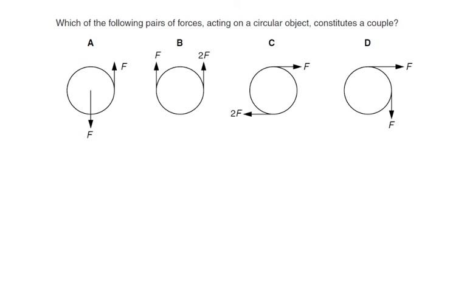Which of the following pairs of forces acting on the circular object consists of a couple? Now a couple is when you've got two forces that act anti-parallel and have the same magnitude. So firstly, it can't be B, because F and 2F are different magnitudes, likewise with C. And also D here, F is acting in this direction and then this F is acting in this direction. So therefore A is the only couple that we have.